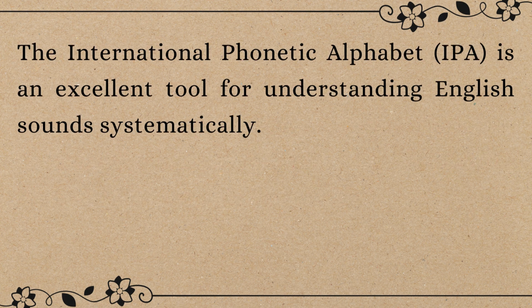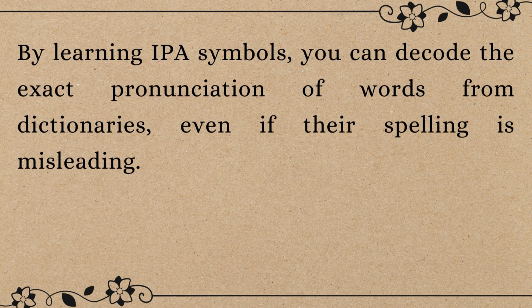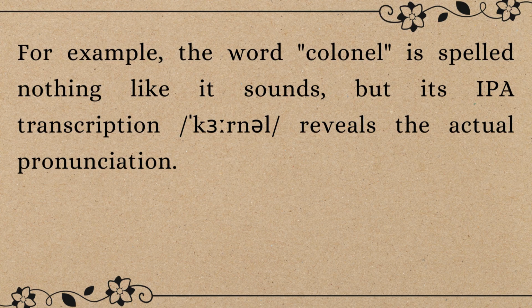The International Phonetic Alphabet, IPA, is an excellent tool for understanding English sounds systematically. By learning IPA symbols, you can decode the exact pronunciation of words from dictionaries, even if their spelling is misleading. For example, the word "kernel" is spelled nothing like it sounds, but its IPA transcription /kernel/ reveals the actual pronunciation.